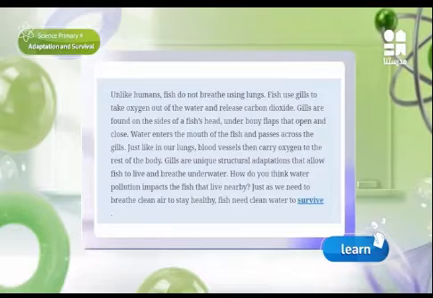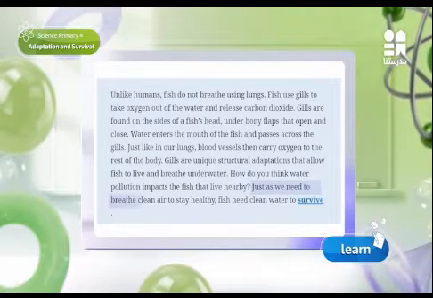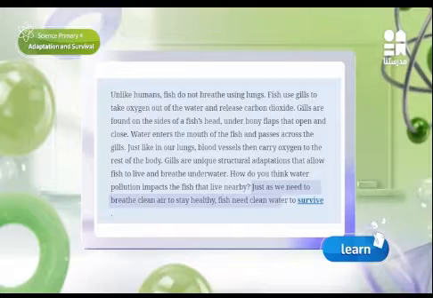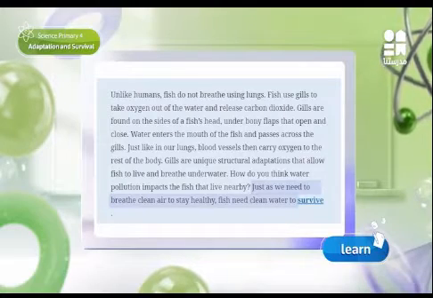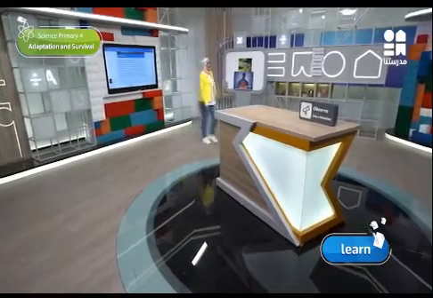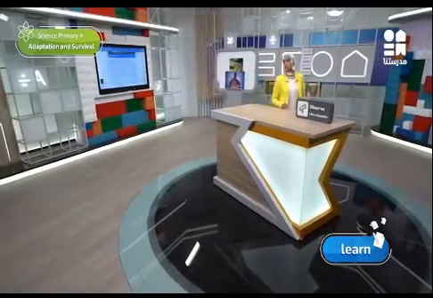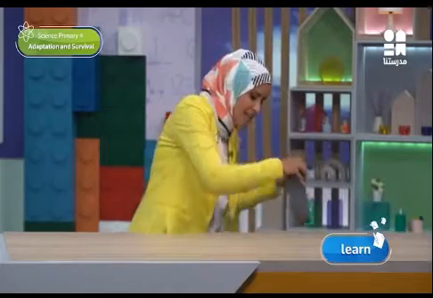Also, while I was reading, I noticed something in the last sentence. Let's read it together. Just as we need to breathe clean air to stay healthy, fish need clean water to survive. To survive means to live. This means that any living organism is connected to its environment, which needs to be suitable for living. What do you think would happen if we changed something about it? We will discover the answer to the question in the next activity, activity 13, Analyze like a Scientist.